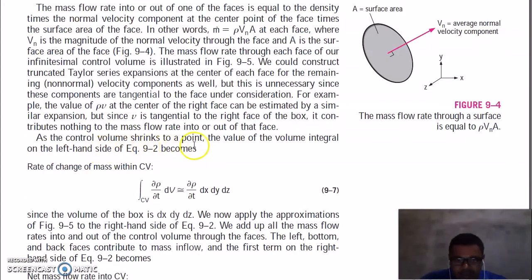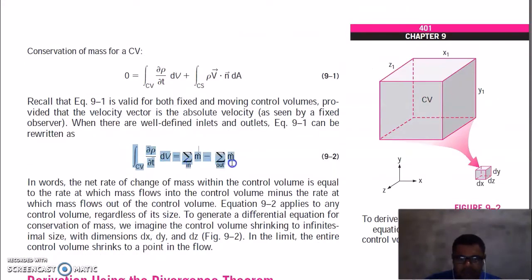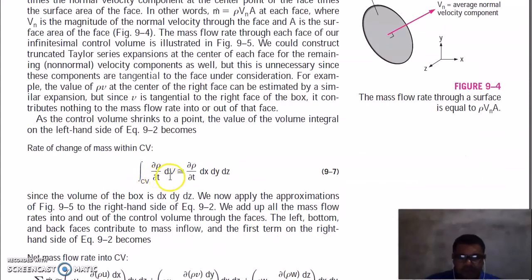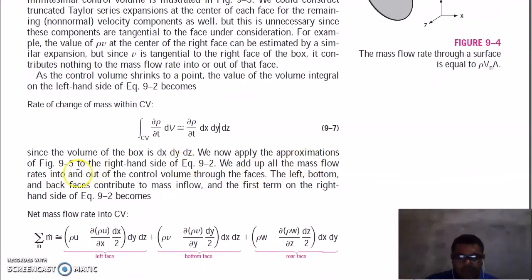As the control volume shrinks to a point, the value of the volume integral on the left hand side of equation 9.2 becomes, now take this equation. So this is the control volume integral of del rho by del t dV. You can write this as, instead of dV, you can replace with dx dy dz, because this is the control volume. So this is the rate of change of mass of the control volume, which you can write in this form. Since the volume of the box is dx dy dz, we now apply the approximations of figure 9.5 to the right hand side of equation 9.2.